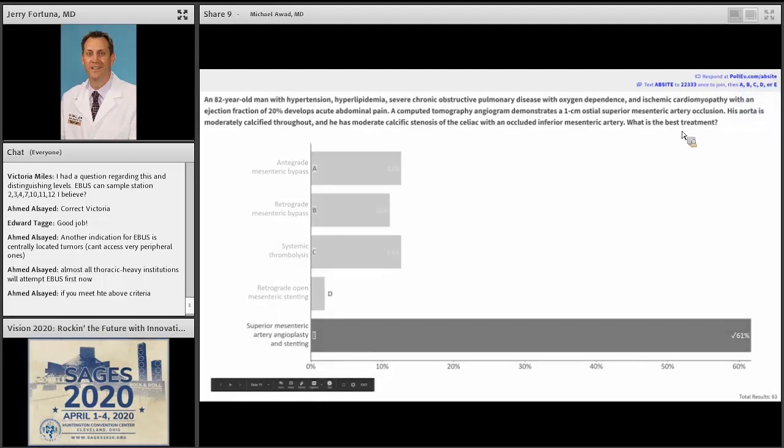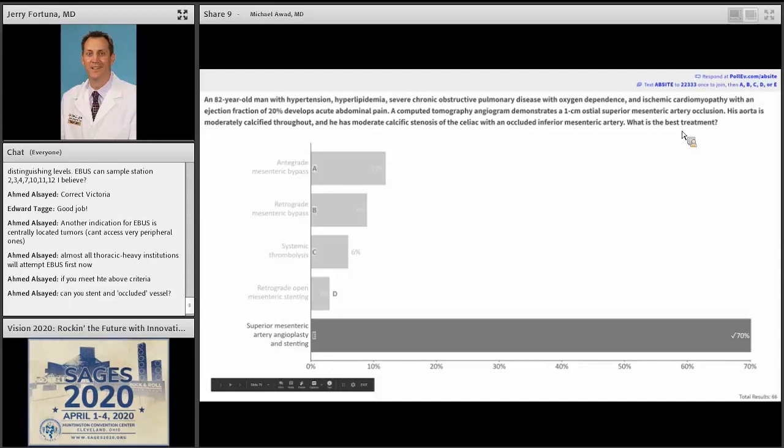Okay, good. So a little bit of a smattering all over. We can go through what makes the last answer the best. I think the hints really are in the question itself. Number one is the age of the patient, 82 years old with significant comorbidities, to include the ischemic cardiomyopathy and an EF of 20%. So I think that's really going to drive you toward eliminating some of these open procedures. That takes away A and B, as the patient may not be able to tolerate a procedure. Also, it gives you good hints that the aorta is moderately calcified throughout, which makes it hard to do an antegrade bypass.